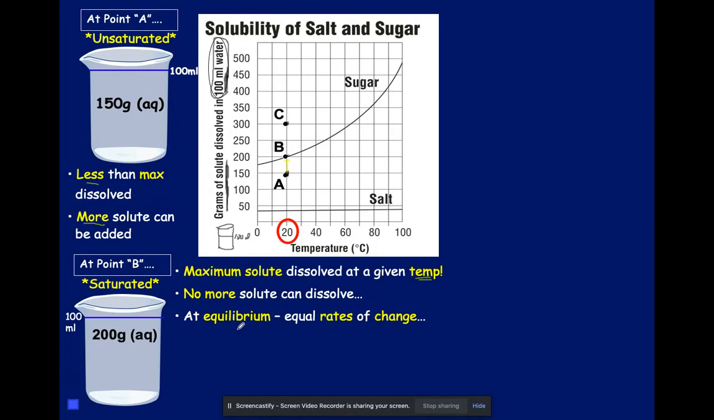A saturated solution is very special because a certain special kind of thing happens at saturation. You reach a point at which you reach an equilibrium position where you have equal rates of change.